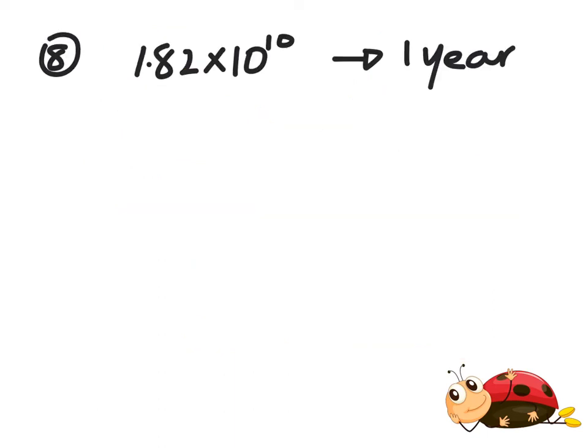Question 8. A question about money. So in 2005, the oil company SO posted their profits as 1.82 times 10 to the power 10 pounds a year. How much is that per second? So we need to go from 1 year all the way down to a second. So how do you get from a year to a second?